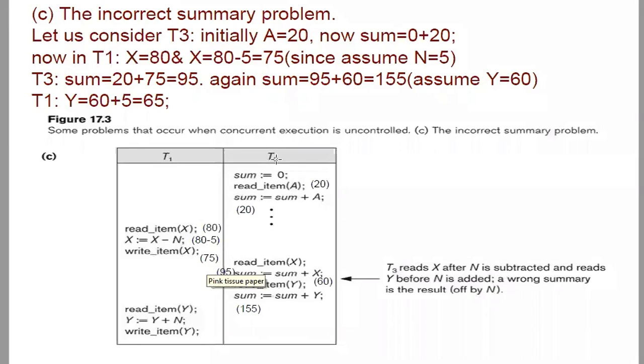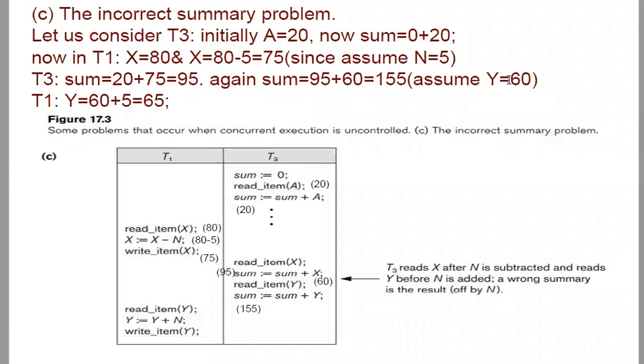Now this transaction is done, so you are getting 75. When transaction T3 reads item x, it is going to read the 75 value. Since the sum is already 20, 75 plus 20 gives 95. So you are getting 95 here as a sum. Now the x value is modified to 75, and again we have one more value here, read item Y.